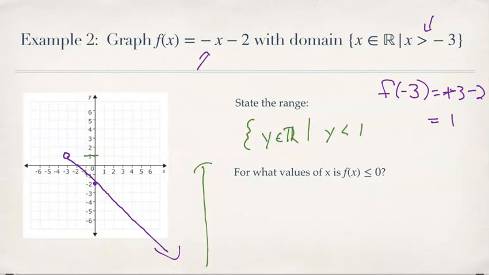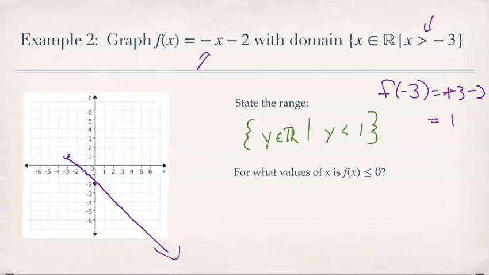Not less than or equal to because of this open dot. Y does not ever get to equal 1 because it goes all the way up to, but does not touch 1. So y is strictly less than 1. Okay, that's the range of this in set notation. And then, let's get rid of this.